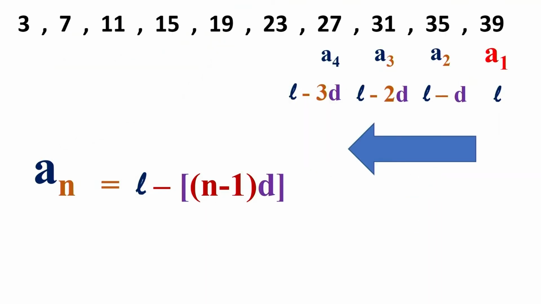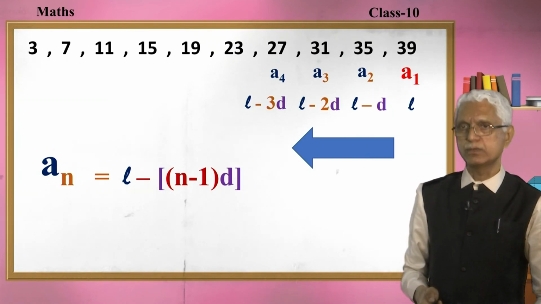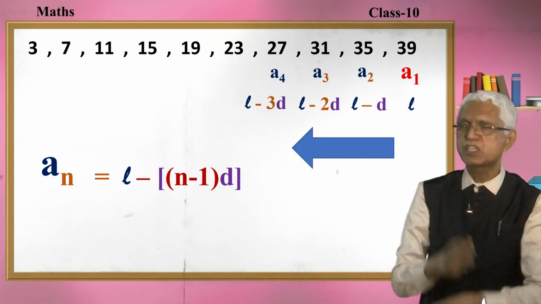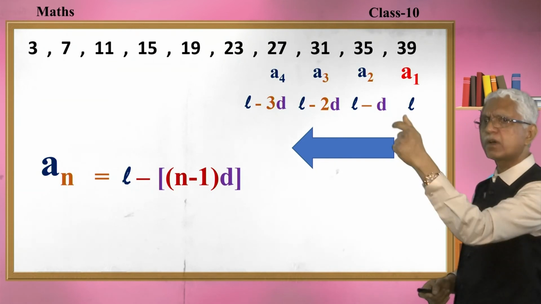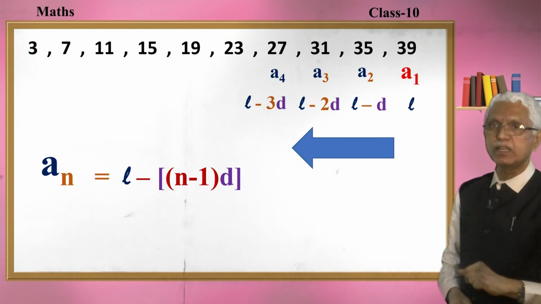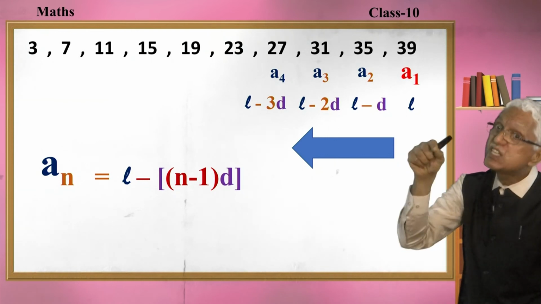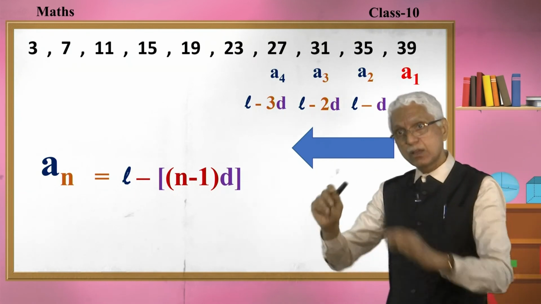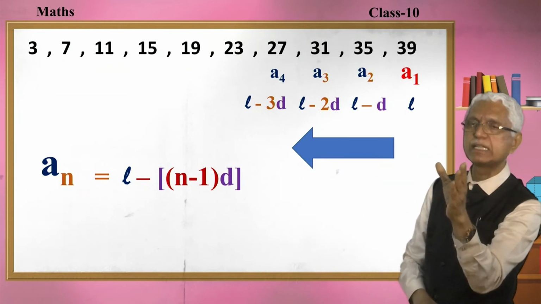Similarly here, just as we derived the formula a plus n minus 1 into d, here observe, L is the last term. Can I write L as L plus 0d? 0 is nothing but 1 minus 1. Or shall I write it as L minus 0d? I can. L minus 0d is L. And 0 is written as 1 minus 1. So, L minus, in the bracket, 1 minus 1, d. Now, the preceding term is L minus d.